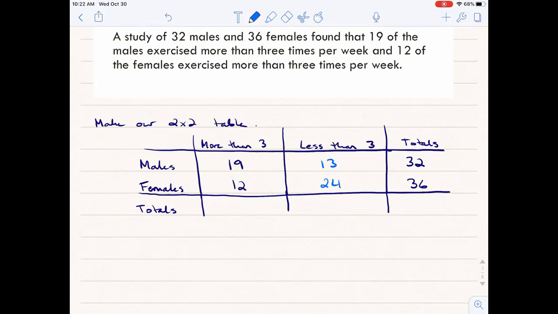Not that bad though. So then 19 plus 12 for the total for more than 3 times per week is 31. And then 13 plus 24 is 37. So our total sample size, our grand total is 68. Right. What you'll find is that the total for 32 and 36 is 68, but also 31 plus 37 is 68. Because we've got 68 people and they can each be put into a gender category and an exercise category, right? So they should add up to the same number. Okay.